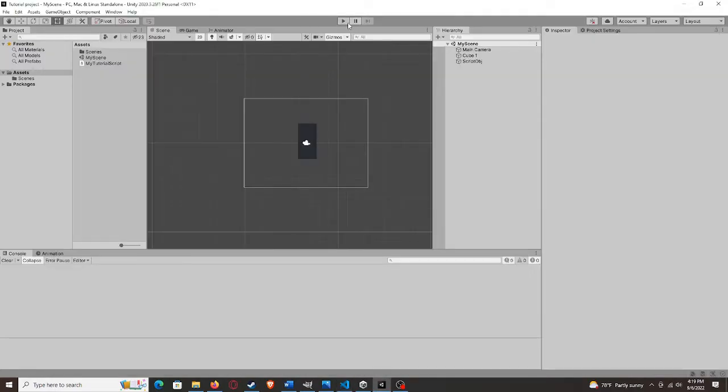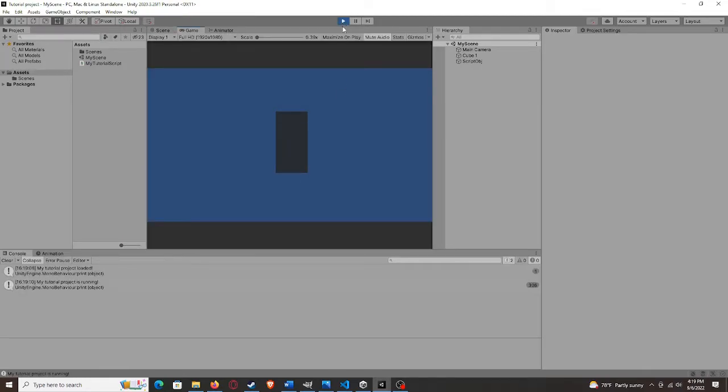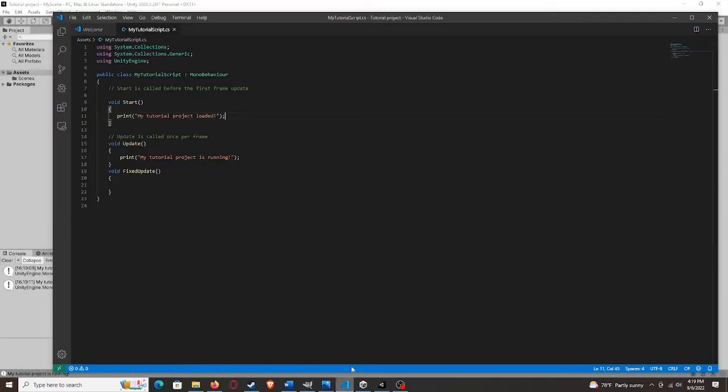So first, let's just make sure everything's running right with Unity. Yep, working fine. Our prints are there. We're going to take out the update though.